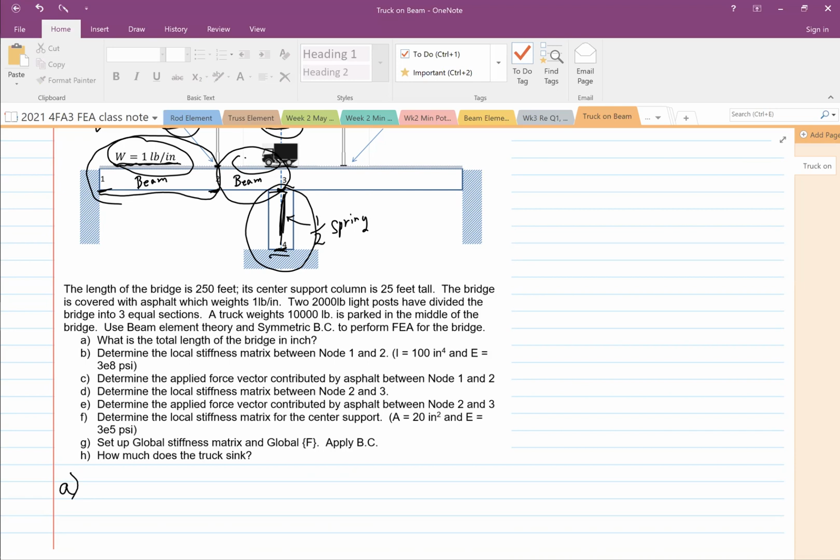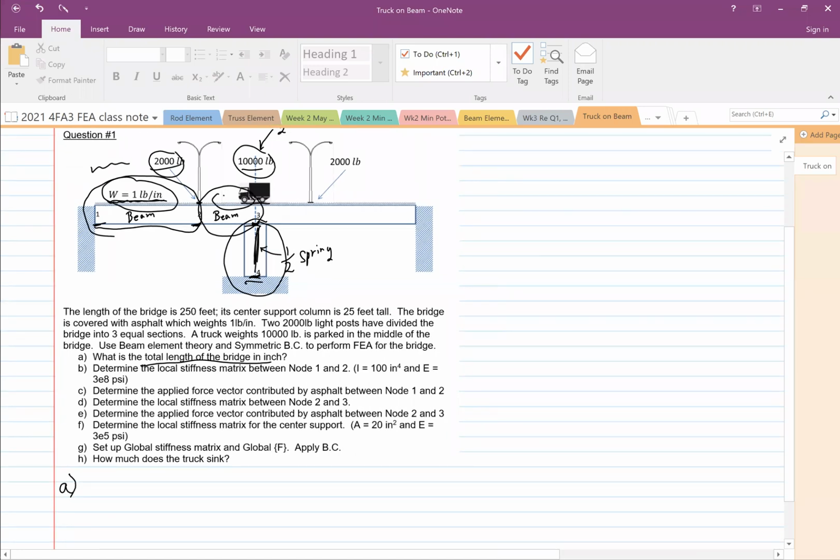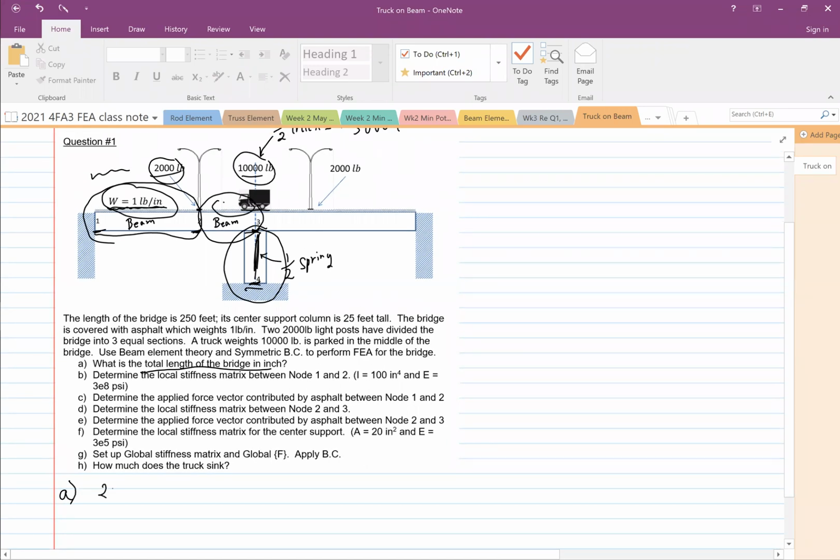Okay, let's move on. What's the total length of the bridge? Come on, this is so simple, man. What is it? The total length of the bridge is 250 feet times inch per feet. So what is it? The total length is 3,000. Sorry, man. I'm sorry. 3,000.